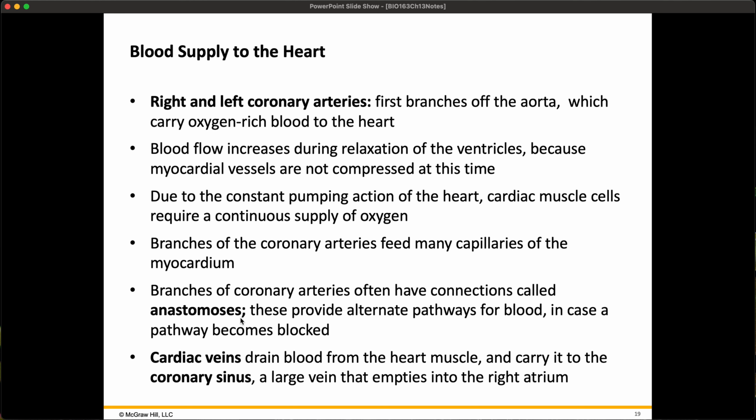It allows the heart to make sure, because it needs this constant supply of blood, it allows vessels to be able to connect in different ways without having to really restructure the entire blood flow around the heart, while still being able to supply the tissues that need it without it being a total disruption of blood flow. And so these are alternate pathways for blood in case something becomes blocked. Cardiac veins then drain that from the heart muscle, carrying it to the coronary sinus.